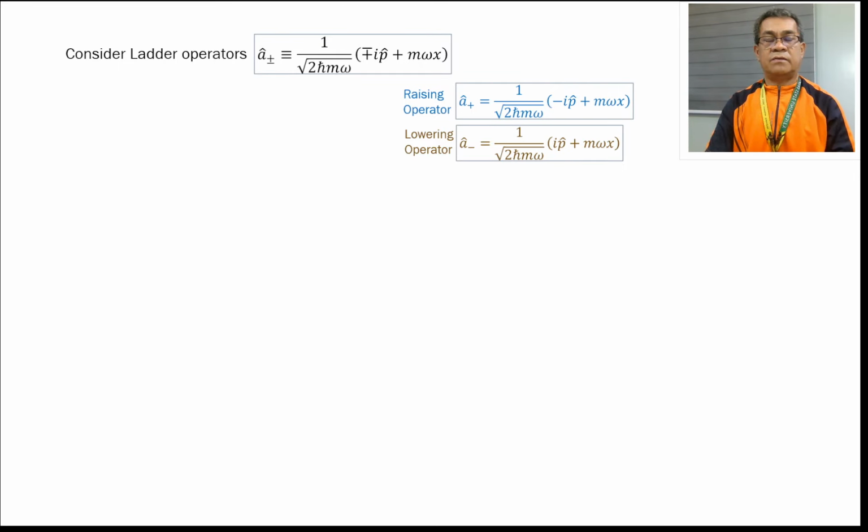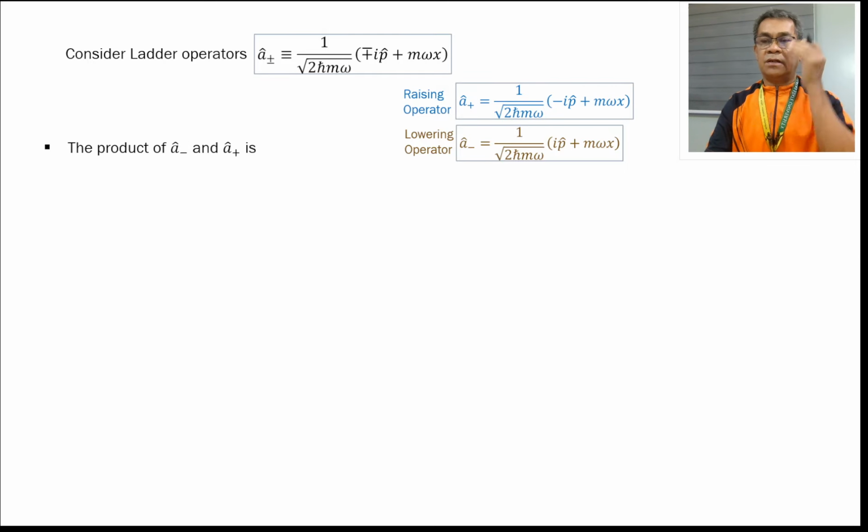Wherein we are given the raising operator as 1 over the square root of 2 h bar omega m, times the negative i p hat, the momentum operator, plus m omega x. Then, of course, we have the lowering operator. So, the raising and lowering operators, we have to memorize that for now. These are very important. Anytime we will be using them.